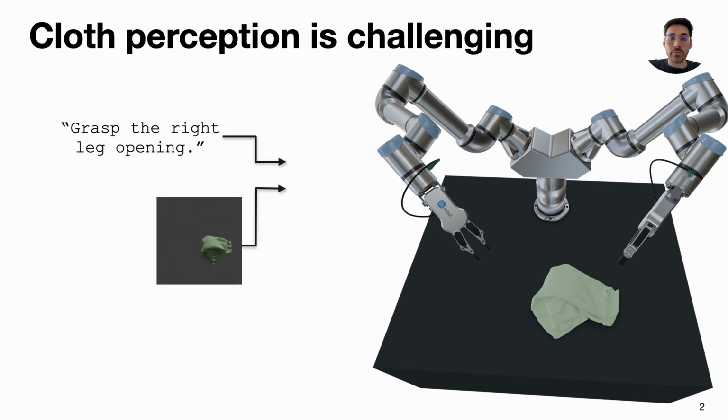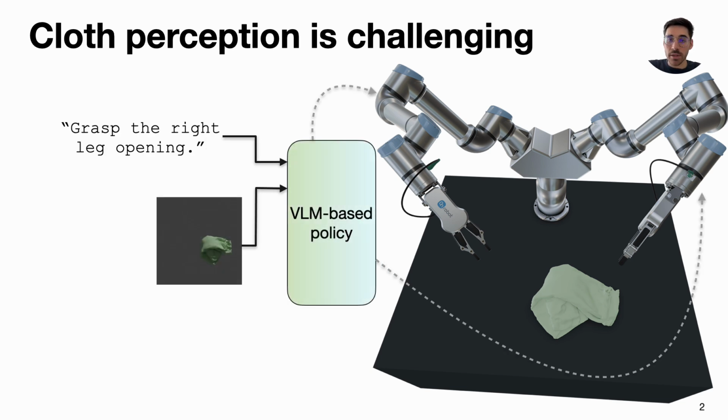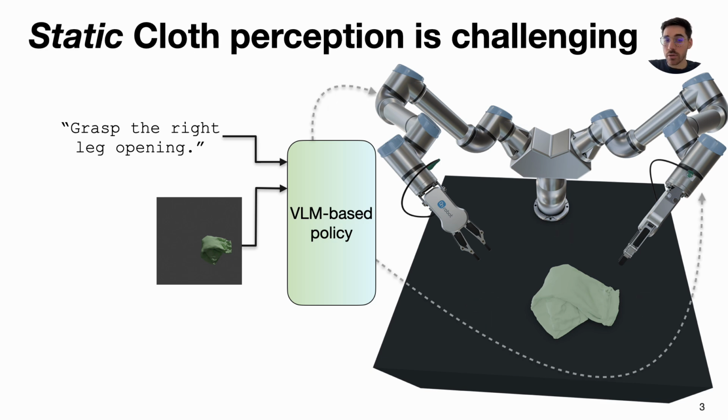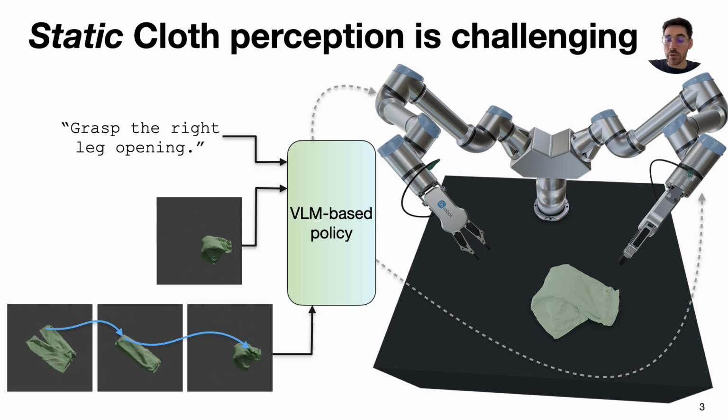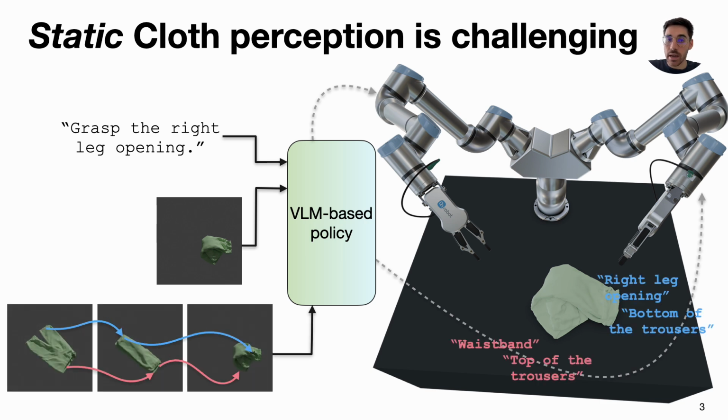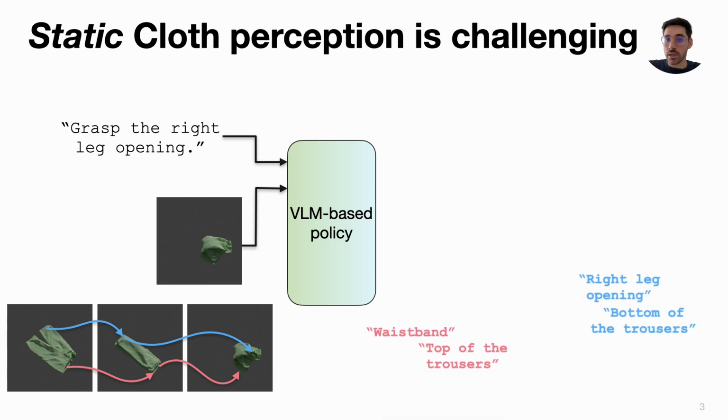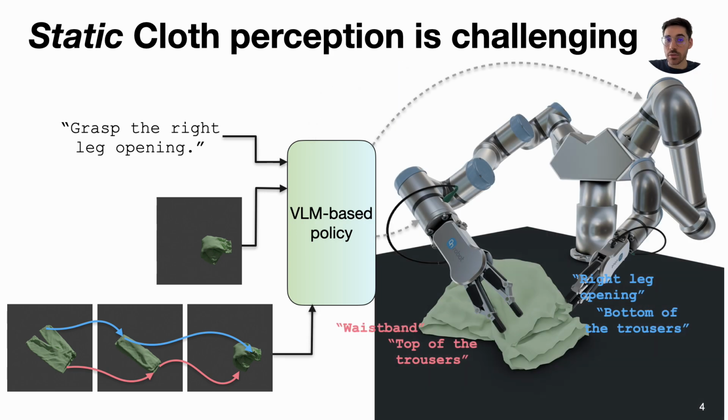Let's say we have the current configuration and we try using a VLM-based policy to grasp the right leg opening given the current observation. It's clear that in this crumpled state, identifying a given part of this sponge is almost impossible. But what if we consider a temporal context? In this case, the model can learn to trace back the instruction to a configuration in which semantic parts are easily identified. As a result, the policy can predict more informed actions.